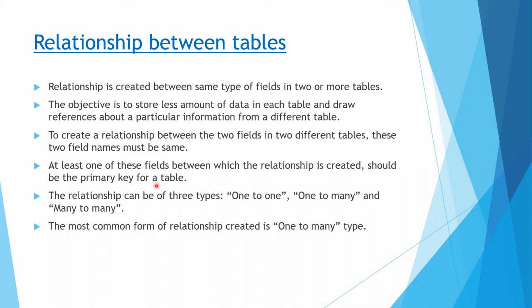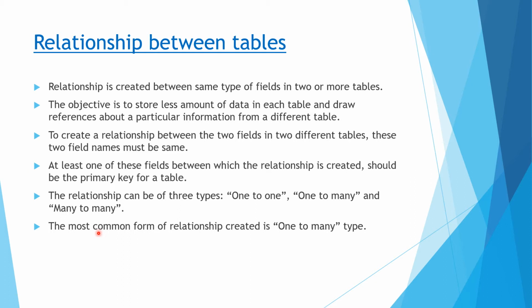Now what is the objective here? To store less data in each table and draw references for a particular piece of information. That is already discussed. Another thing you must know is that there are three types of relationship, just for your knowledge, because you don't have to select any type; it will be automatically selected by MS Access. Don't worry about that. But still you should know that there are three types of relationship: one-to-one, one-to-many, and many-to-many.